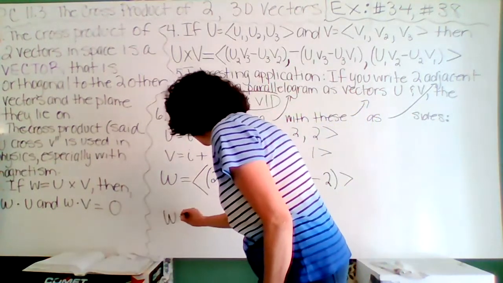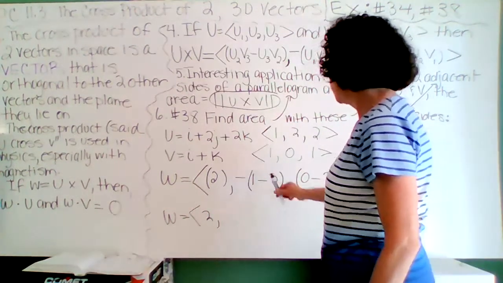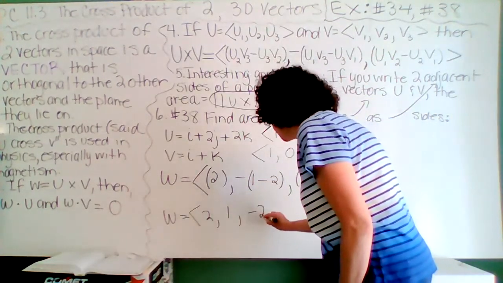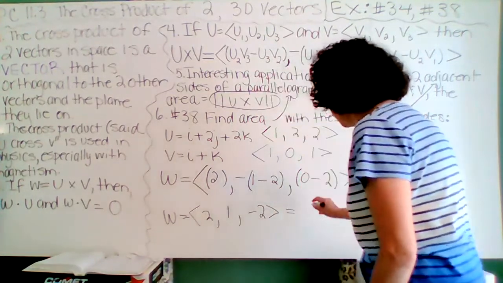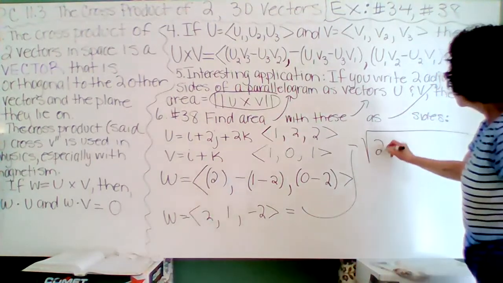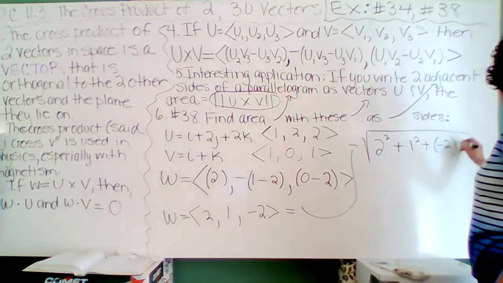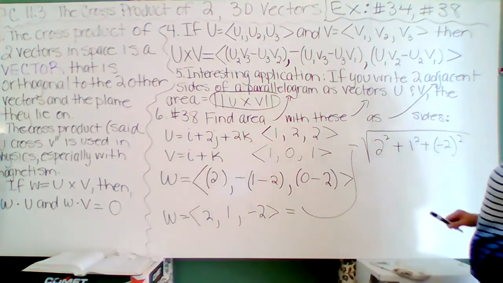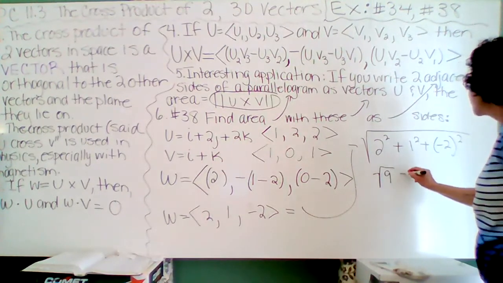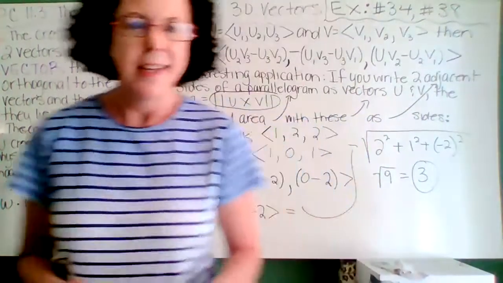So that vector would be the vector 2. Here we have 1 minus 2, so a negative 1, and now it's a positive 1 and negative 2. And the magnitude of that vector would be the square root of 2 squared plus 1 squared plus negative 2 squared. Right, so we have 4 plus 4 is 8, plus 1 is 9, and the square root of 9 equals 3. So the area of that parallelogram is 3.